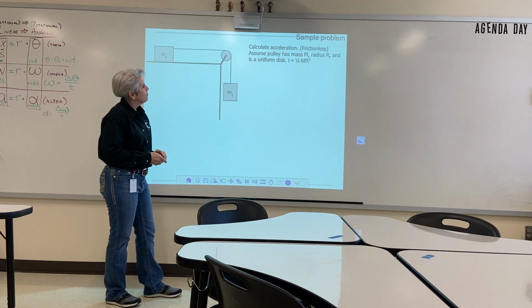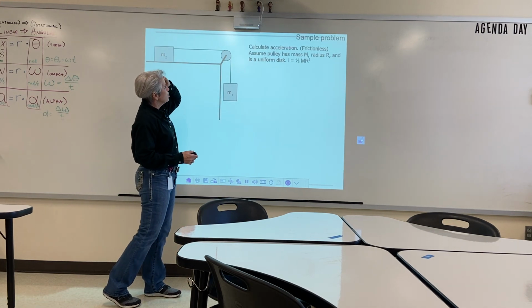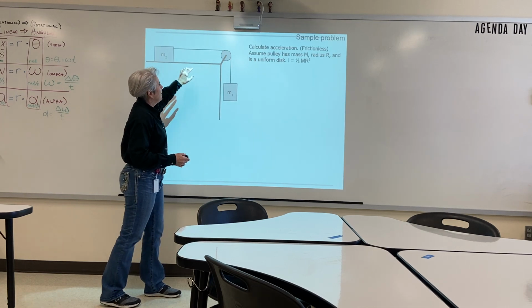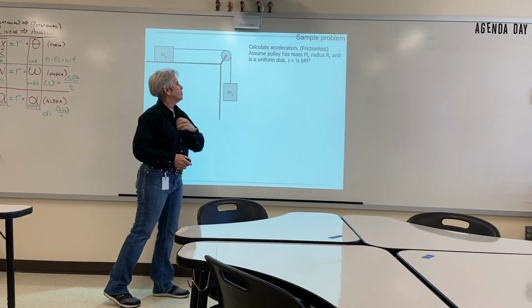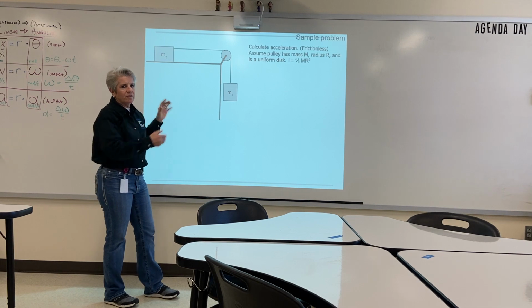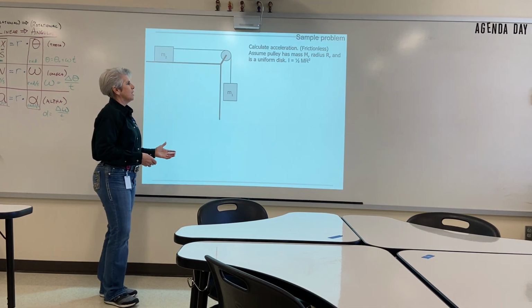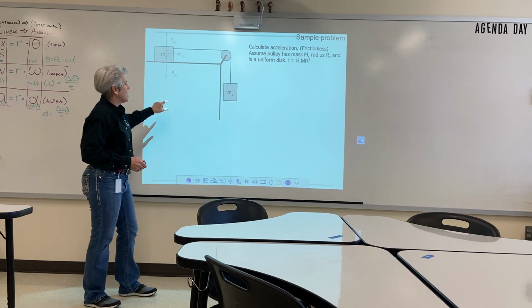Okay, this is one more problem with a pulley and two masses, and they say assume that the pulley has a mass m and radius r, and this is a disk that has an inertia of 1/2 mr squared, and they want to calculate the acceleration of this system. And so you can go through all of the steps as you follow through on the notes, and this just takes you through step by step.